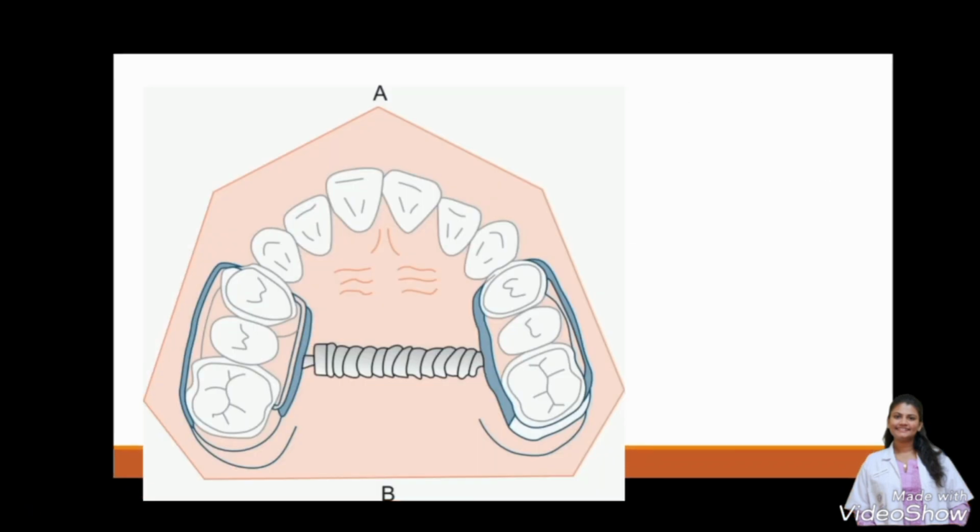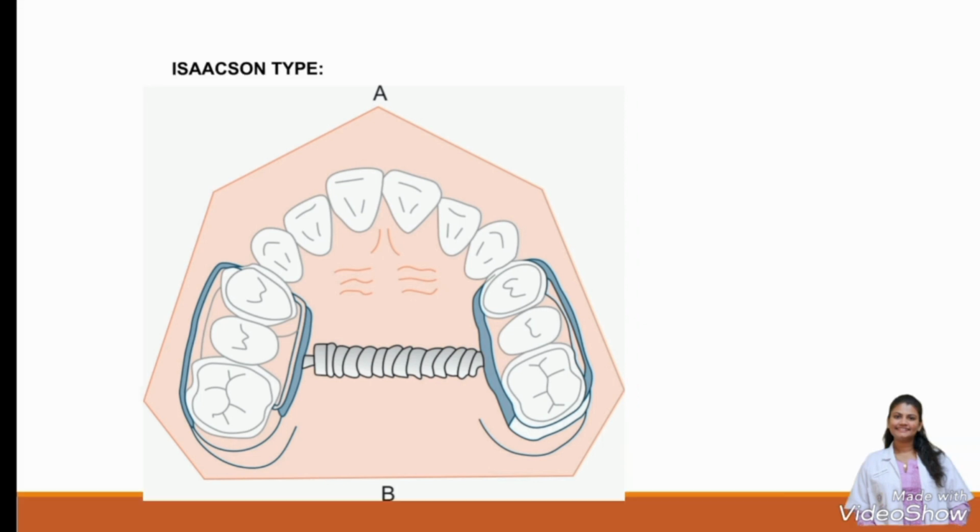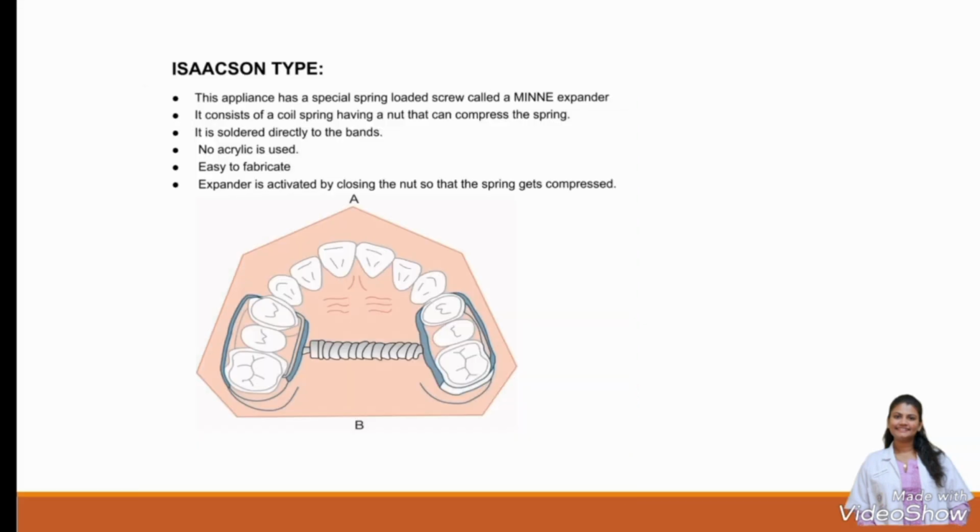Isaacson type, this is a tooth borne appliance. This appliance has a special spring loaded screw called the Minne expander, which was given by the University of Minnesota Dental School. It consists of a coil spring having a nut that can compress the spring. It is soldered directly to the bands. No acrylic is used, and it is easy to fabricate. The expander is activated by closing the nut so that the spring gets compressed, as we can see in the picture below.